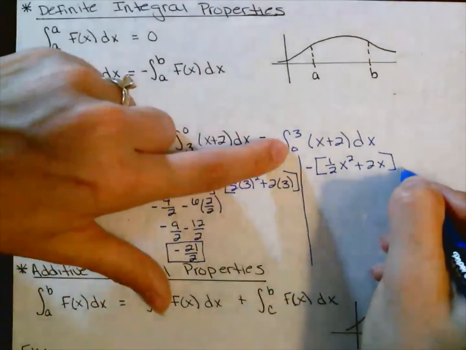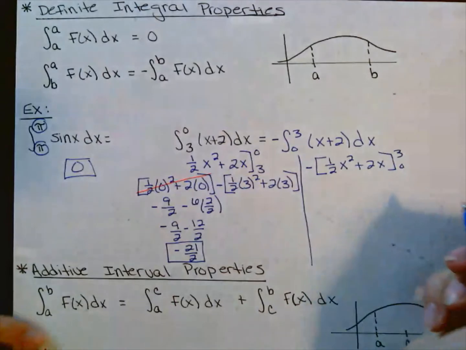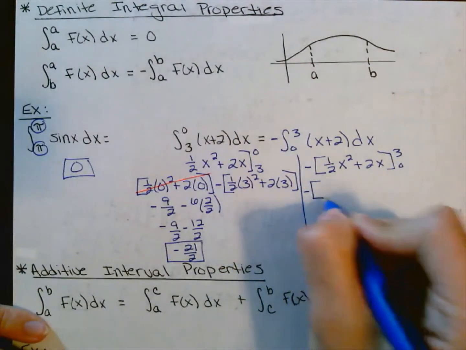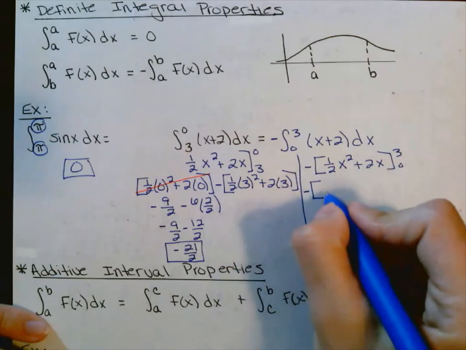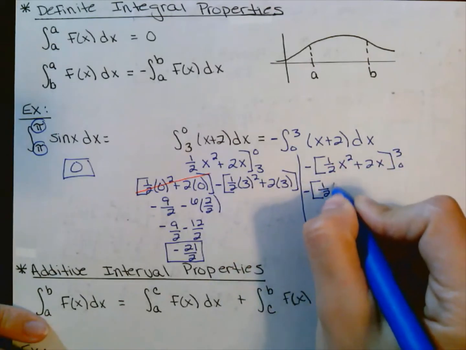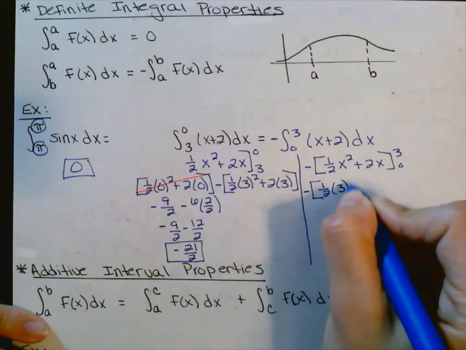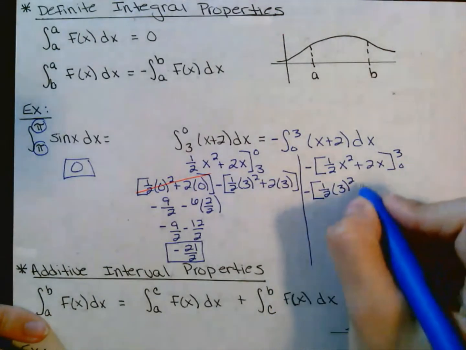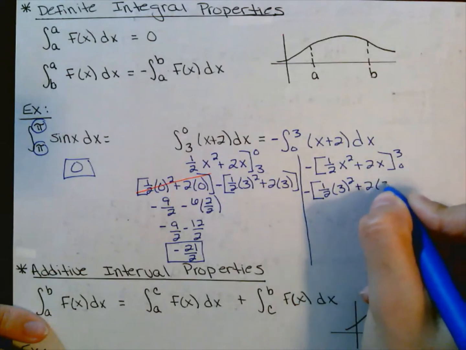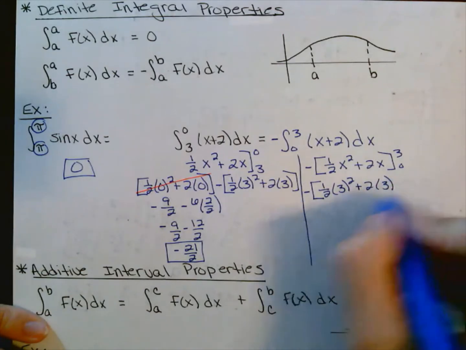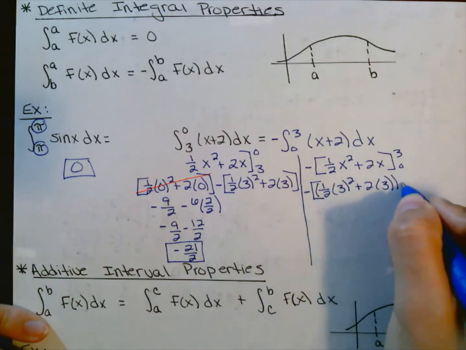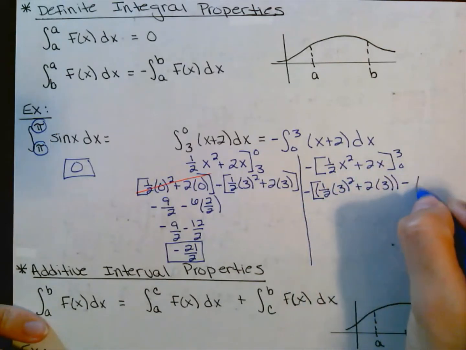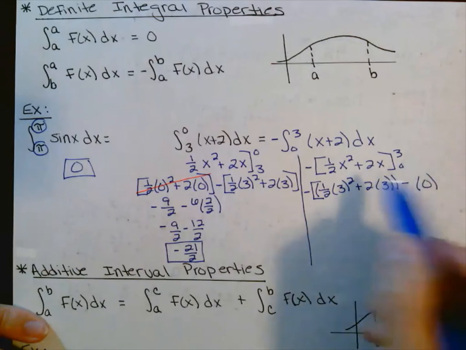But now I had flipped it, so from 0 to 3. Okay? So I have this negative on the outside, be careful. And now I plug in that 3, half times 3 squared plus 2 times 3, right? And then minus, if I plug 0 into all of this, you can start getting a little quicker at this. You know that whole thing is just going to give you 0, okay?